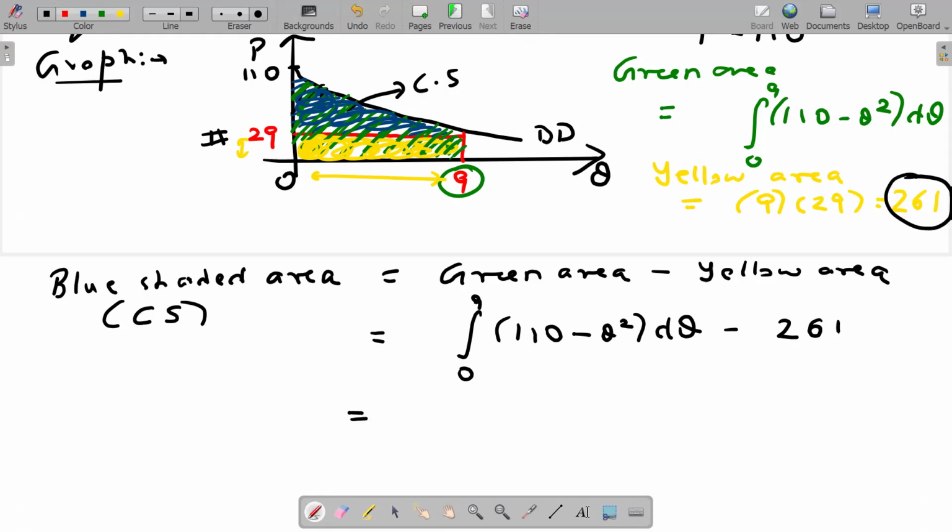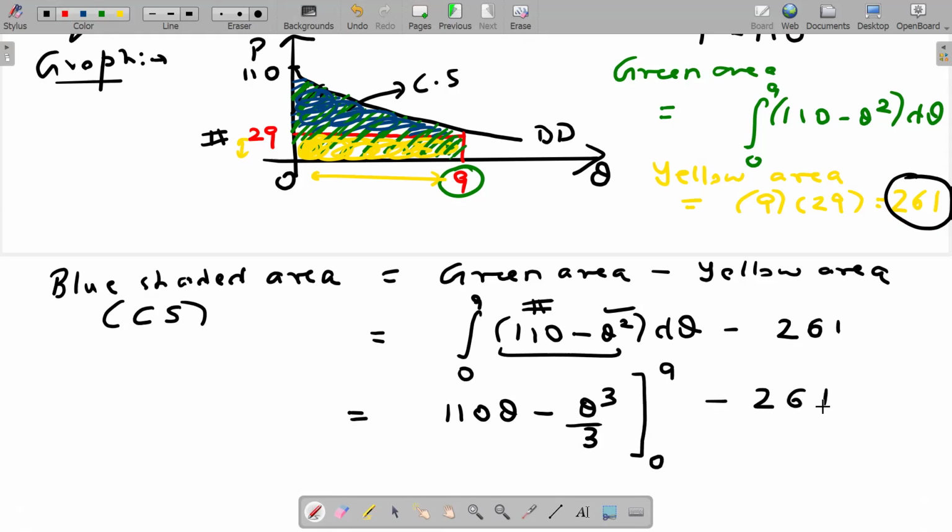Now we know a bit of integration. Let's integrate this with respect to q. So the integration of 110 with respect to q is 110q. The integral of q squared is q cubed by 3. I expect students to know basic integration. We have covered this in the mathematical methods for economics course. Now we run this from 0 to 9, minus 261.